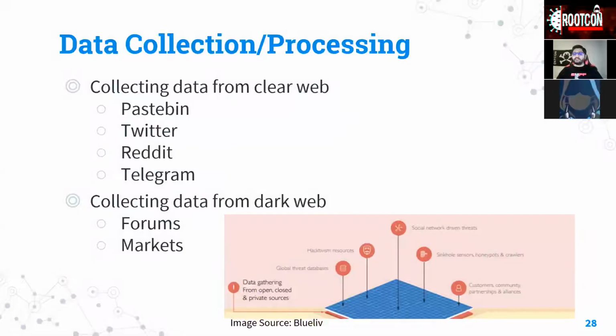Moving on, data collection and processing. Ideally you collect data from several sources, not just the dark web, not just the clear web. On the dark web, you also collect data from different forums, not just one forum. On the clear web, there are a lot of places where you can hunt for this data, for example Pastebin, Twitter, Reddit, and Telegram. Telegram has been coming up recently because many actors are talking over Telegram also. So you can utilize all this data, and it gives you more intelligence rather than using only one forum or one marketplace.